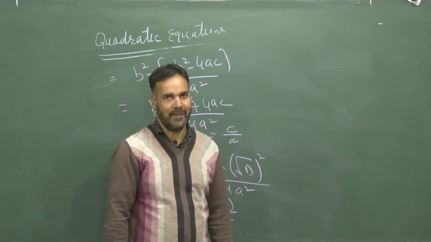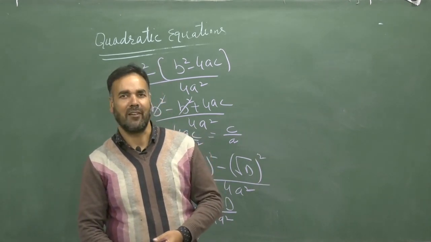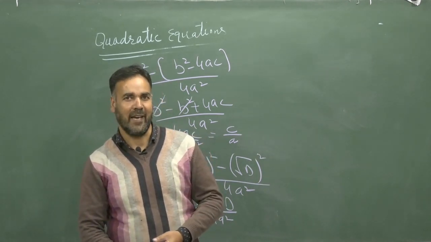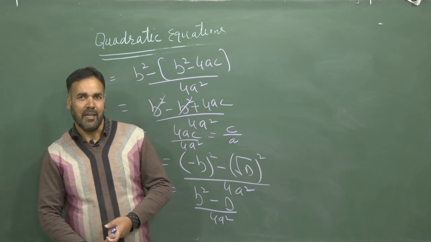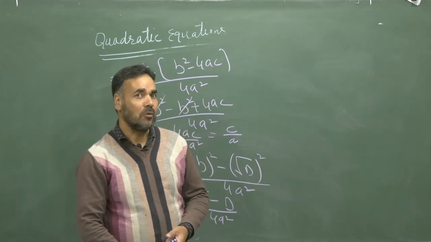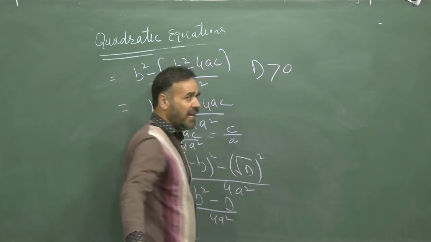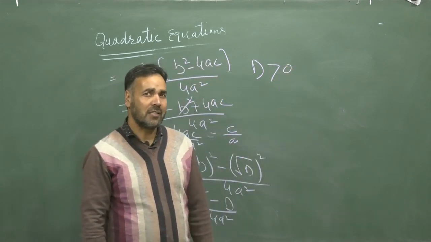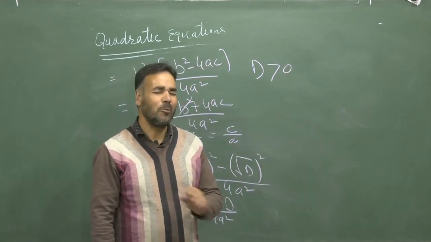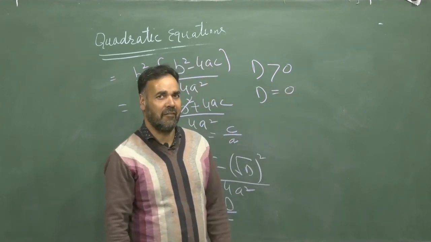What is c divided by a? It is simply constant term divided by coefficient of x square. So it was about the sum of the roots and the product of the roots. Then the second part of it is about the nature of the roots. If this discriminant is greater than 0, we can say that it has real roots, but the two roots are totally different. They are distinct. When discriminant is equal to 0, it has real roots, but both are equal.